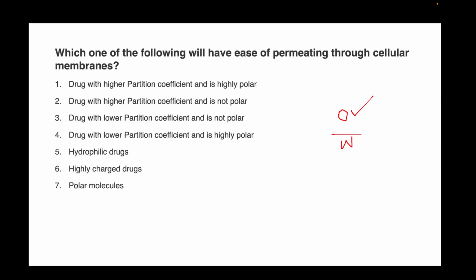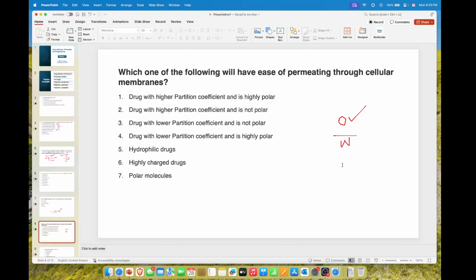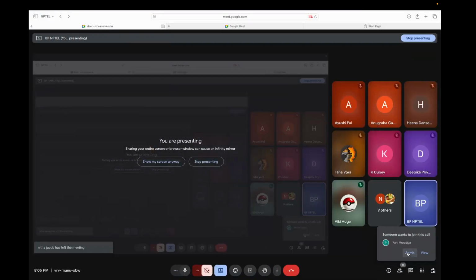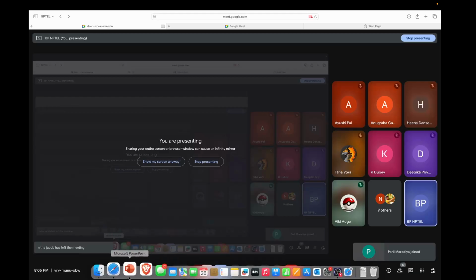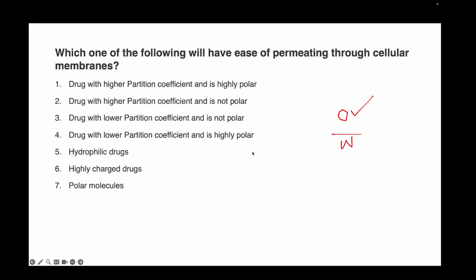So partition coefficient is basically the solubility of the drug in immiscible liquids, basically in oil and in water. Oil upon water. Since the cell membranes are lipophilic, it needs drugs more dissolved in the oil phase, or high partition coefficient, and it should not be polar. So option 2 will be the correct answer, drug with high partition coefficient and is not polar. That will be easiest for permeating through the cellular membranes.